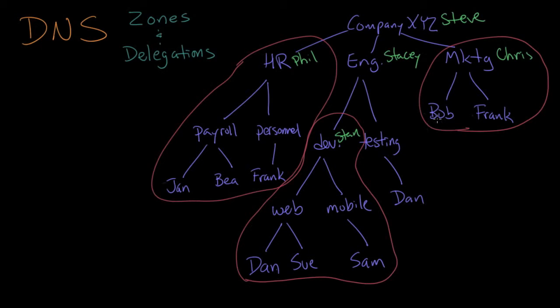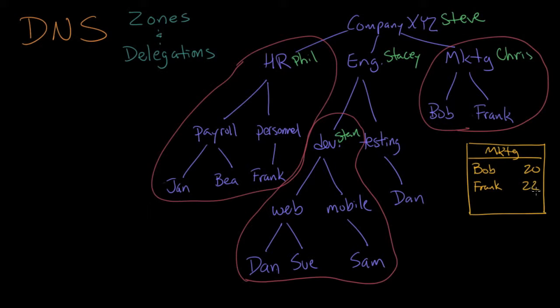So I'll get to what this circle here looks like in just a moment. What each one of these division directors has done is make kind of like a phone directory for each one of their divisions. So Chris is going to make one here. Just going to write down that this is the marketing phone directory. And we're going to put 2 people in there. Bob. Let's say Bob is at extension 20 and Frank is at extension 22.